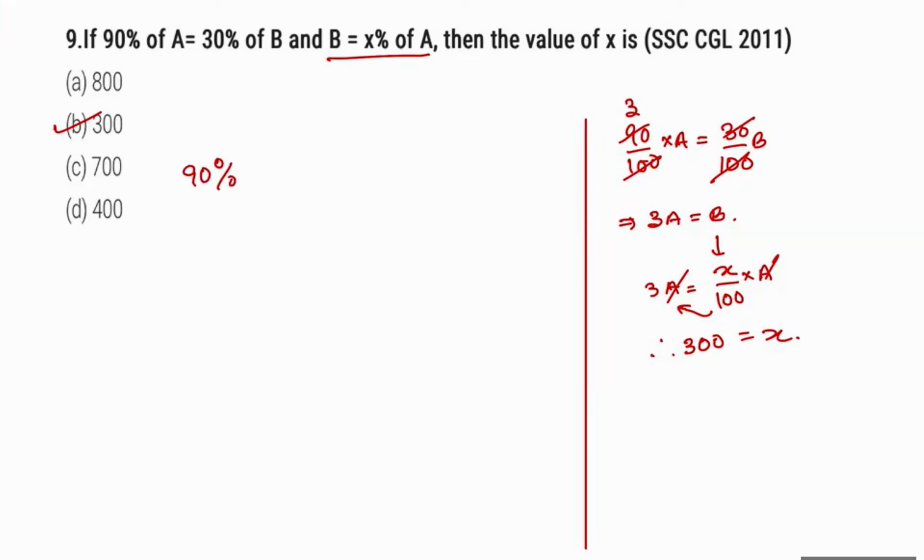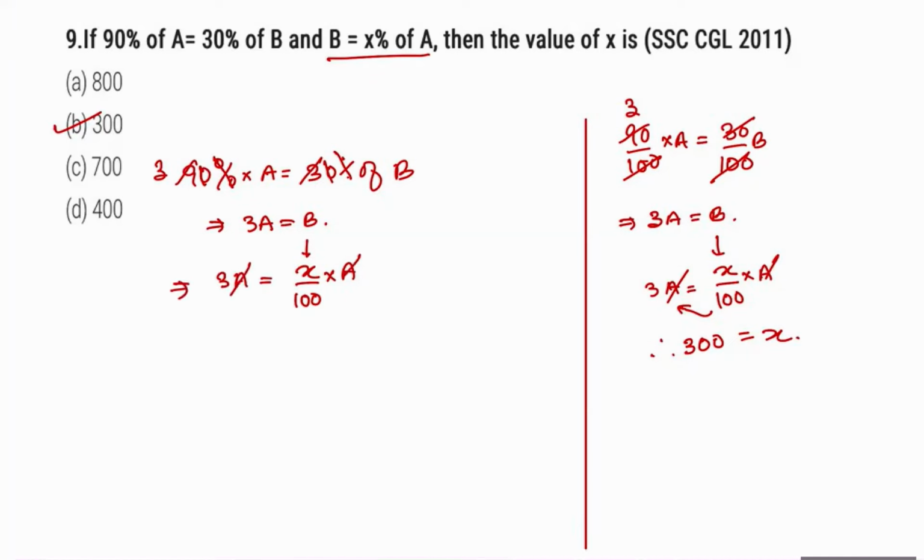90% of a is equal to 30% of b. Percentage coding: 3 times 3 is 9, so 3a is equal to b. b is x percent of a, so 3a is equal to x percent of a. Therefore x is equal to 100 into 3, which gives 300.